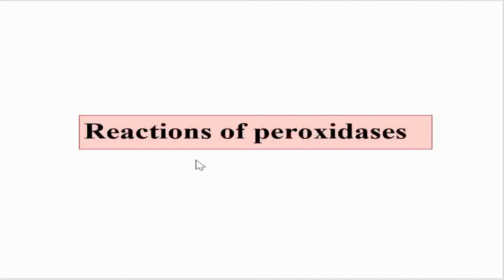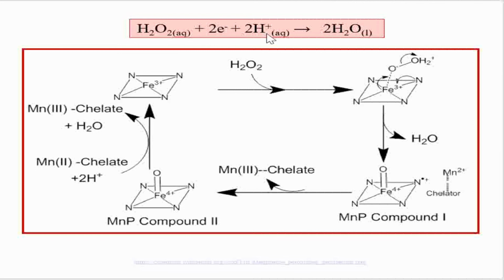Now we will see the reactions of the peroxidases. What are the different reactions of the peroxidases? I have already told you that the peroxidase generally reduces H2O2 to H2O. So this is a kind of redox reaction where the enzyme gets oxidized and the peroxide gets reduced. So this is the general reaction that is catalyzed by the peroxidase, where you will find this H2O2 on reduction converts into H2O. So here you will find the enzyme.